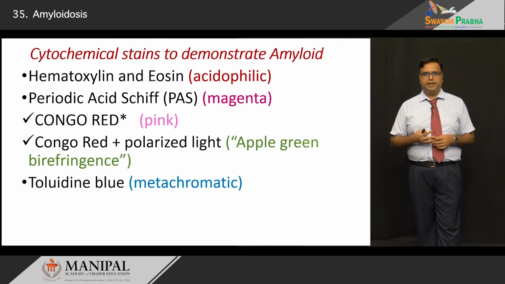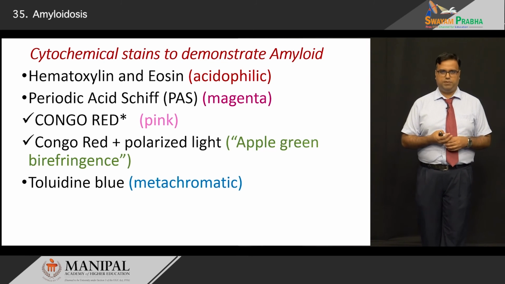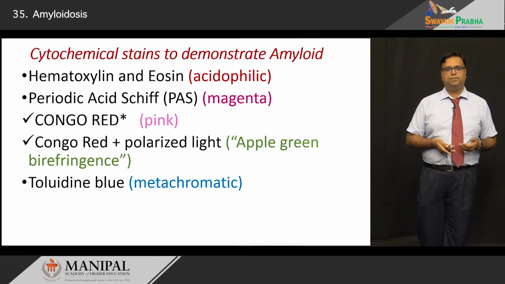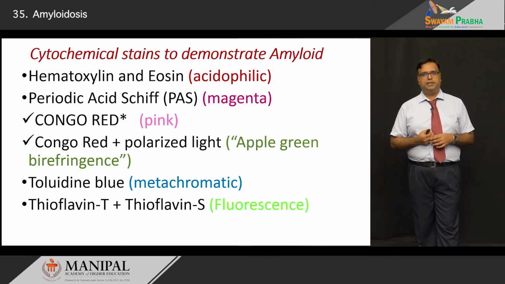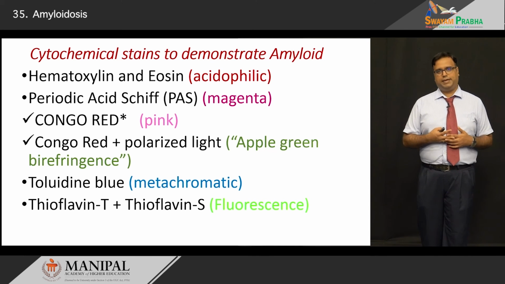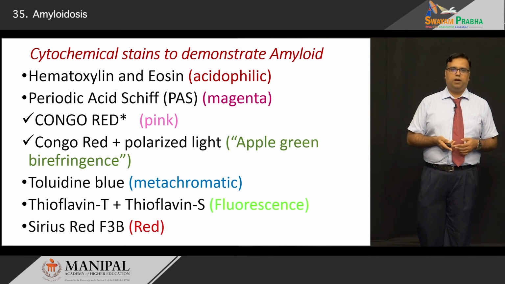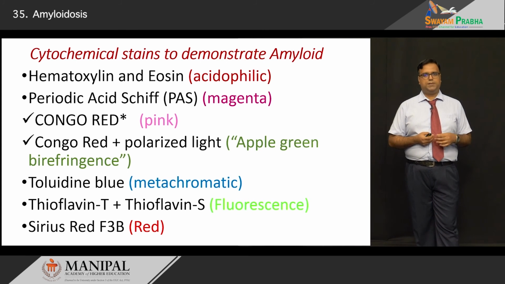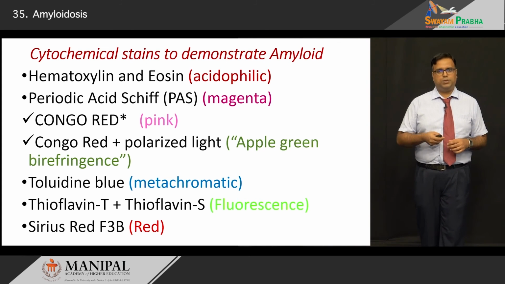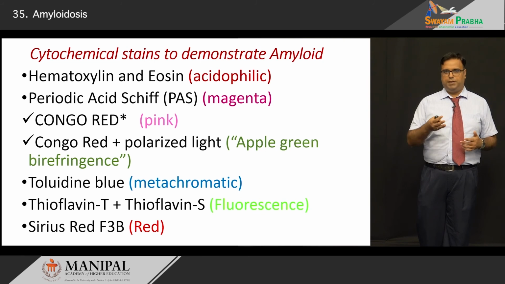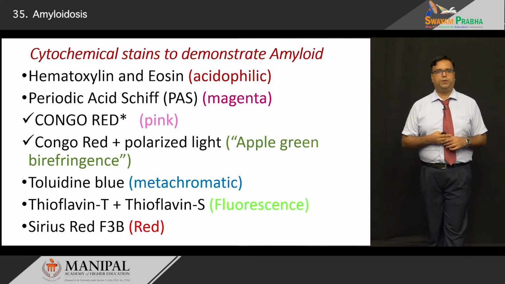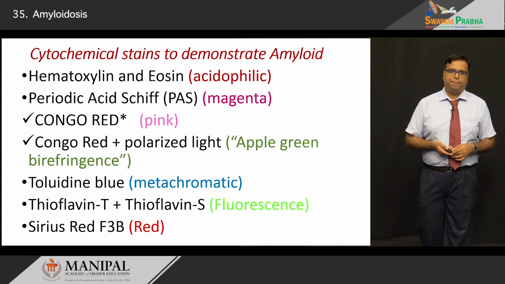You can do a metachromatic stain such as toluidine blue. You can see metachromasia, a couple of colors within the tissue. Or you can take thioflavin T and thioflavin S, which give a fluorescence. It is a fluorescence-based technique which will highlight amyloid. Or you can take Sirius red, which gives, as the name indicates, a red color. So you can resort to any of these stains, but by and large most labs in a country resort to H&E followed by Congo red, and you can certainly do polarizing microscopy to demonstrate amyloid.